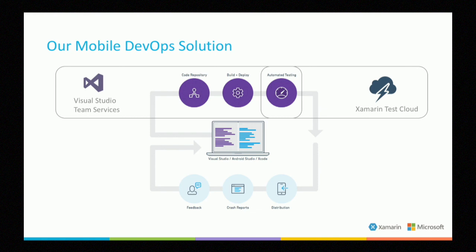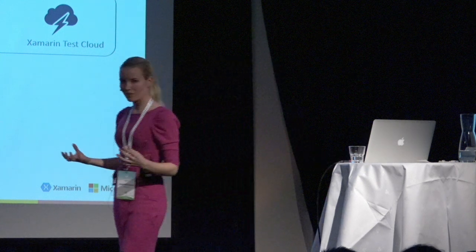Xamarin Test Cloud is automated UI testing for mobile applications. Instead of having a device lab within your company that's quite pricey, and manual testing, which of course takes a lot of time, it will enable you to automate all the UI tests for your app. So these two put together could ensure that whenever you check in code, you have a set of UI tests that are run and ensure that the code you committed didn't mess anything up.